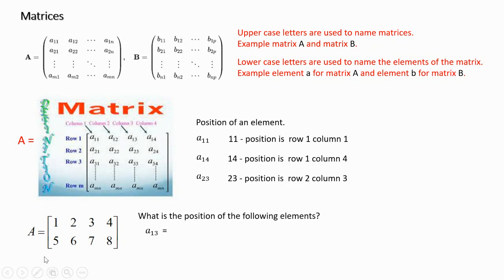Anybody? A13? What number is it, or what element is it? I'll give you guys a hint, right? The 1 is the first row. The second number, the 3, is the third column. So the answer should be 3. Okay? Now, how about this one here?